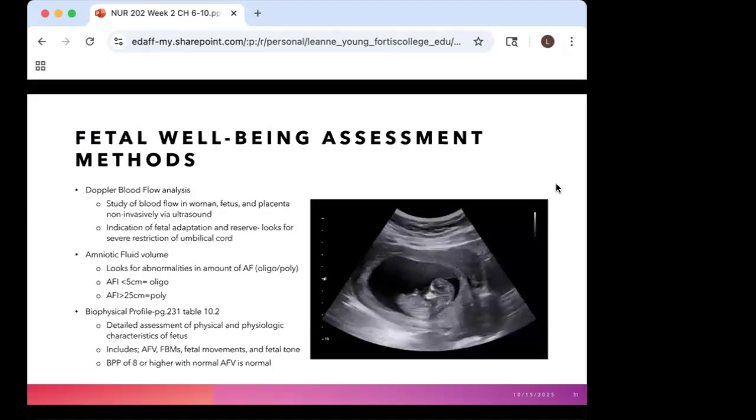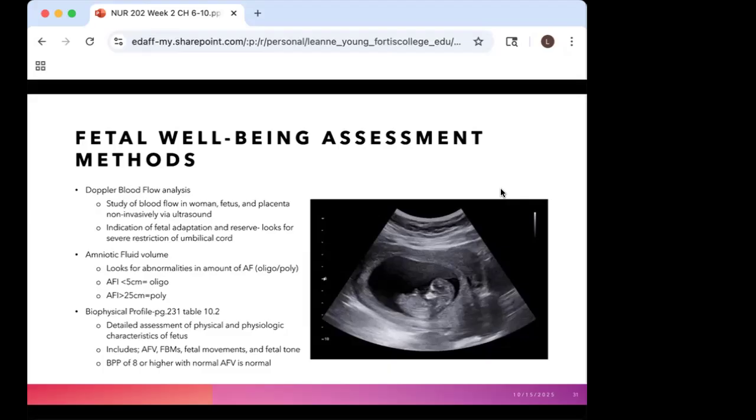Alrighty. So we also have a couple other tests that we can use for the fetal well-being assessments. One is the Doppler blood flow analysis. This is the study of the blood flow in the mom, fetus, and the placenta, and it's also an ultrasound. This can be a good indicator of how the fetus is doing, their adaptation and reserve. This also will look for severe restriction of the umbilical cord. So it's making sure that there's really good blood flow between mom, umbilical cord, and the fetus.